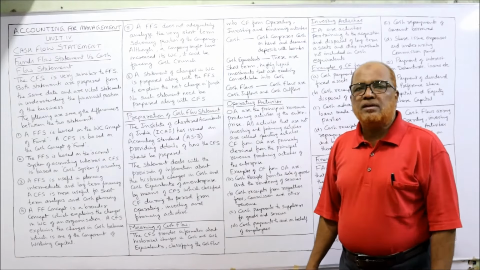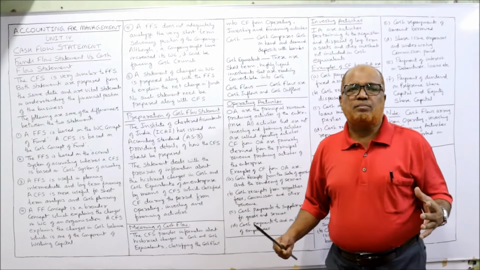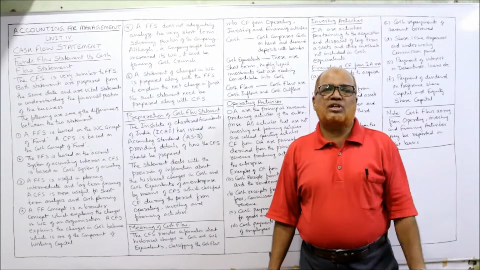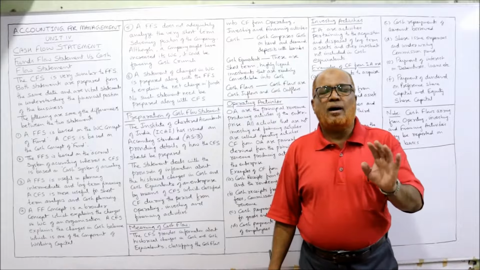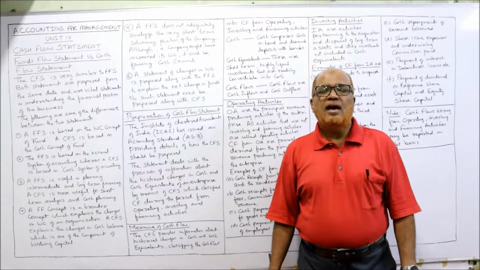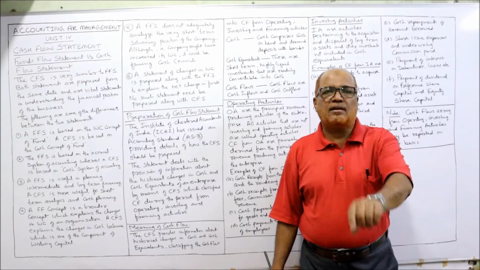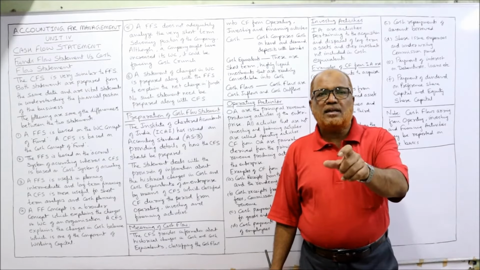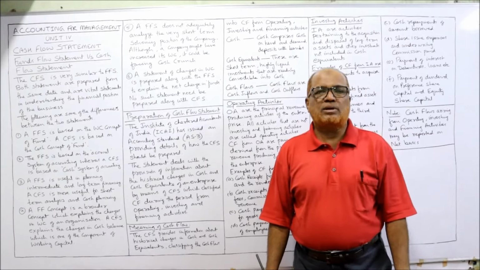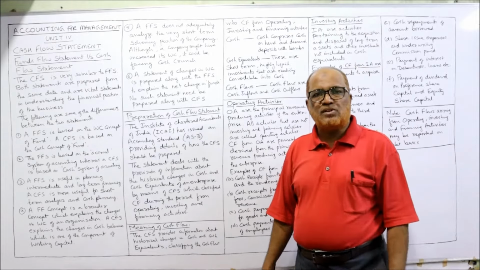Now the next topic is regarding the preparation of the cash flow statement. How to make the cash flow statement. Remember, the cash flow statement is a very important financial statement. That's why in India, the Institute of Chartered Accountants of India, ICAI, has issued an accounting standard named AS3, Accounting Standard 3, which deals with the preparation of the cash flow statement. How to make the cash flow statement, this AS3 has specified.